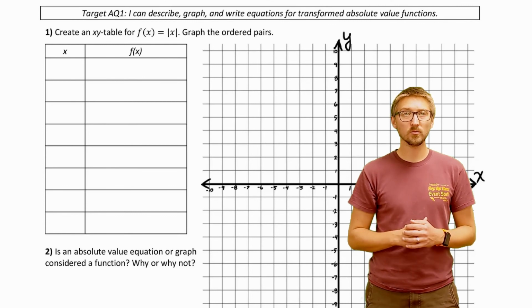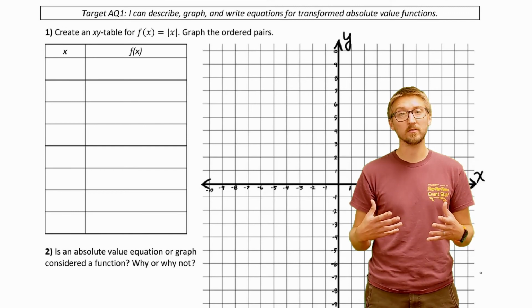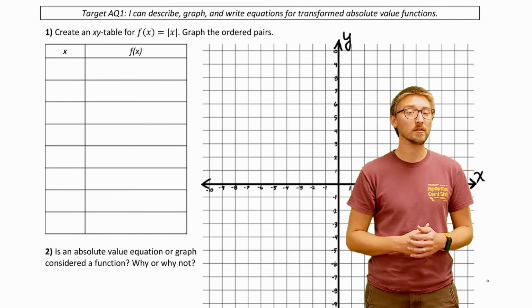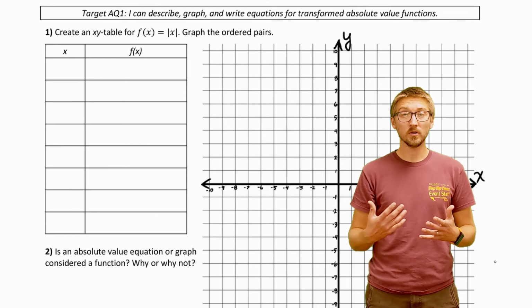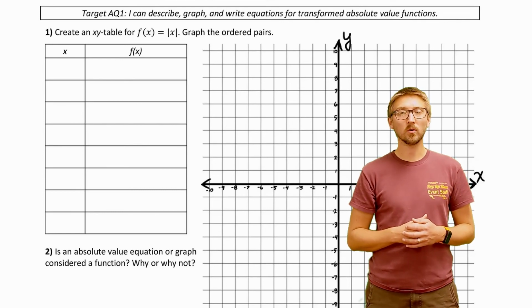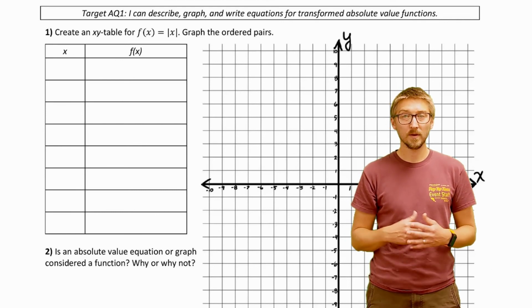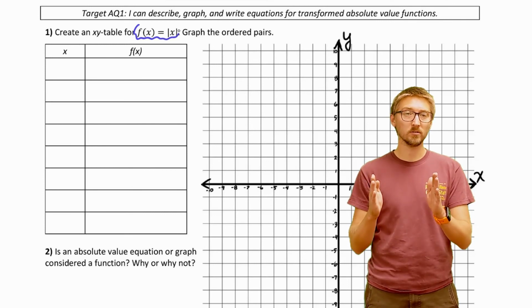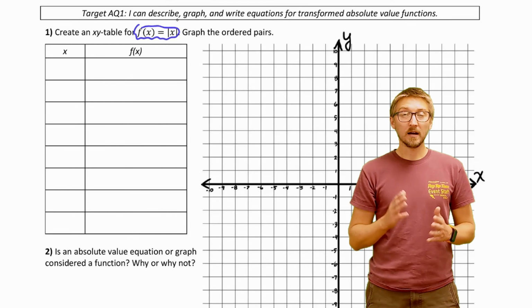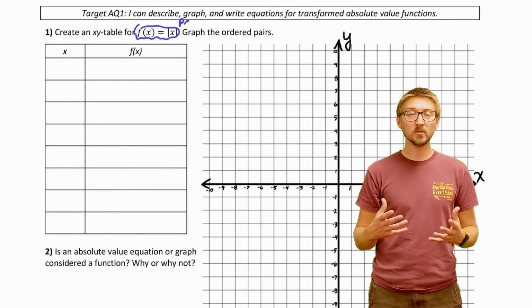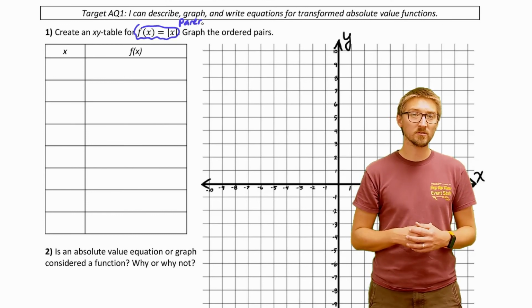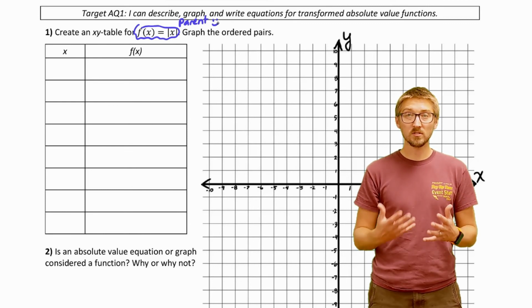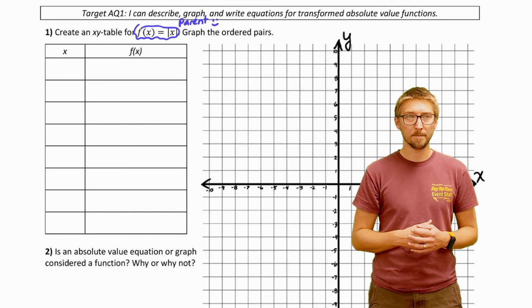So this target says that we hope that you can describe, graph, and write equations for absolute value functions. And we have to start off with the parent function. So number one is asking us to fill out this table for f of x. And if you read the prompt for this question, it says f of x equals the absolute value of x. That's what those bars mean. Now, if you remember from our first unit, typically equations without any transformations are called the parent equations or parent functions. And so this is the parent function for the absolute value family.